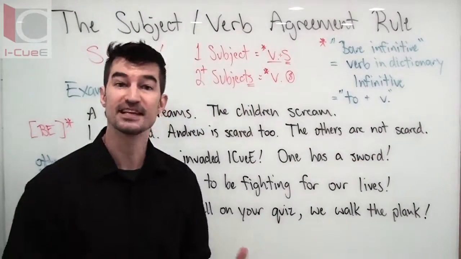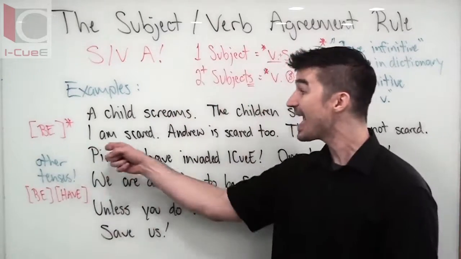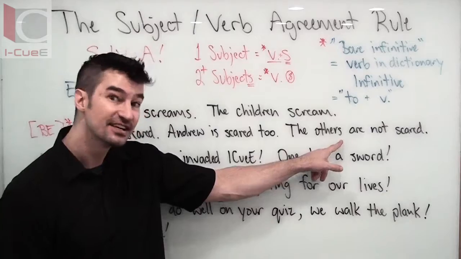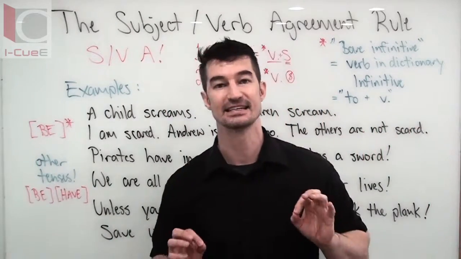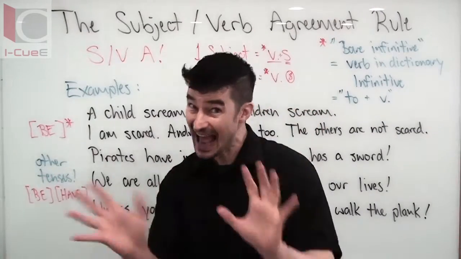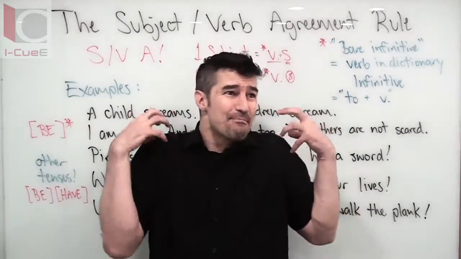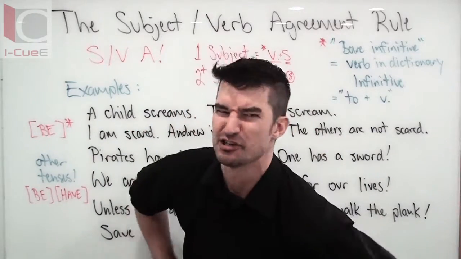So here, all of these are simple present tense constructions. I am, Andrew is, the others are. That's the be verb in the simple present tense. Now, again, you're never going to find it like this. Only pirates speak like this. Arr, I be a pirate. Arr.